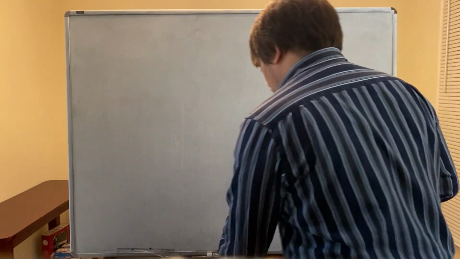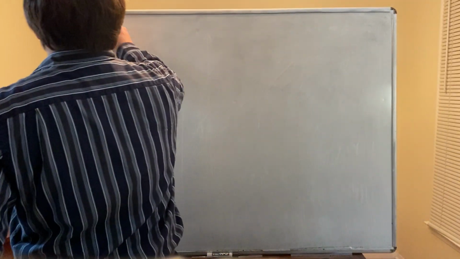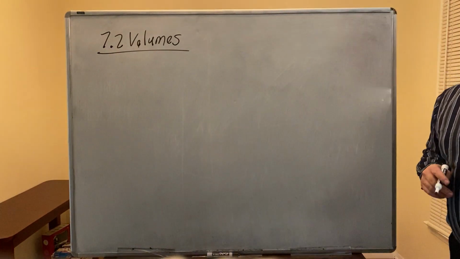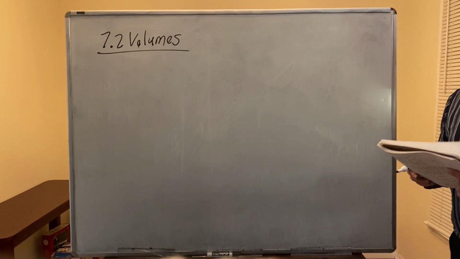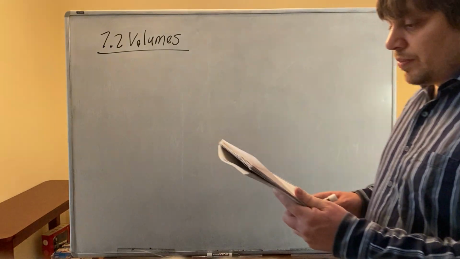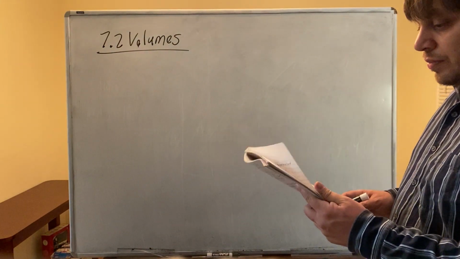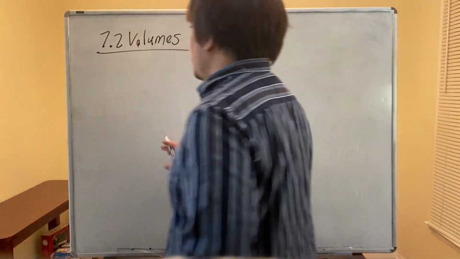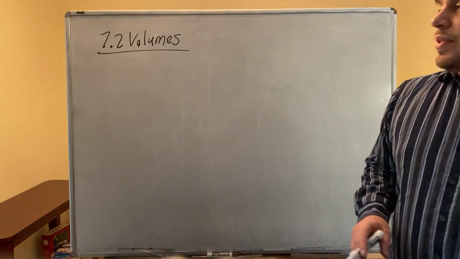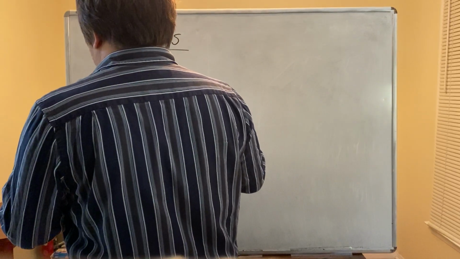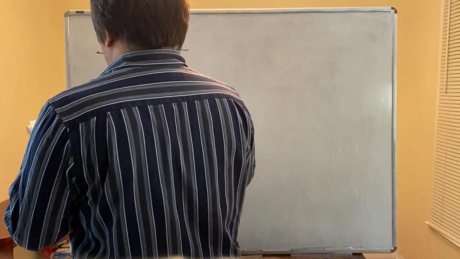Okay, so 7.2 is on volumes. Okay, so we have a good idea what area is, right? And so here we're going to explain what volume is. So we're going to start with something called a cylinder.